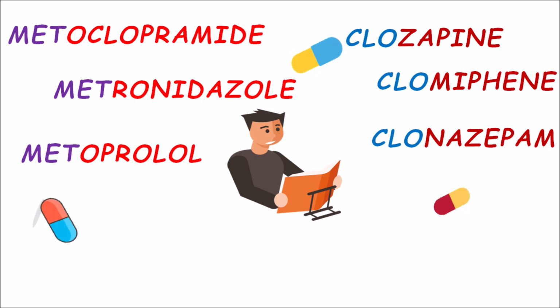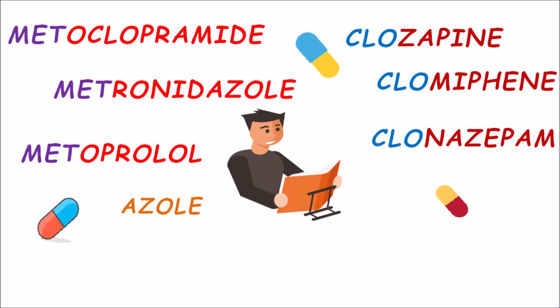So it is very difficult to remember the drugs and their categories, how they are acting, just by seeing the name of the drug. But fortunately, we have drug suffixes which can be used to identify a few of the drugs and their categories. For instance, the suffix azole indicates they are antifungals. So drugs like clotrimazole, fluconazole, ketoconazole, all these are the azole antifungals.